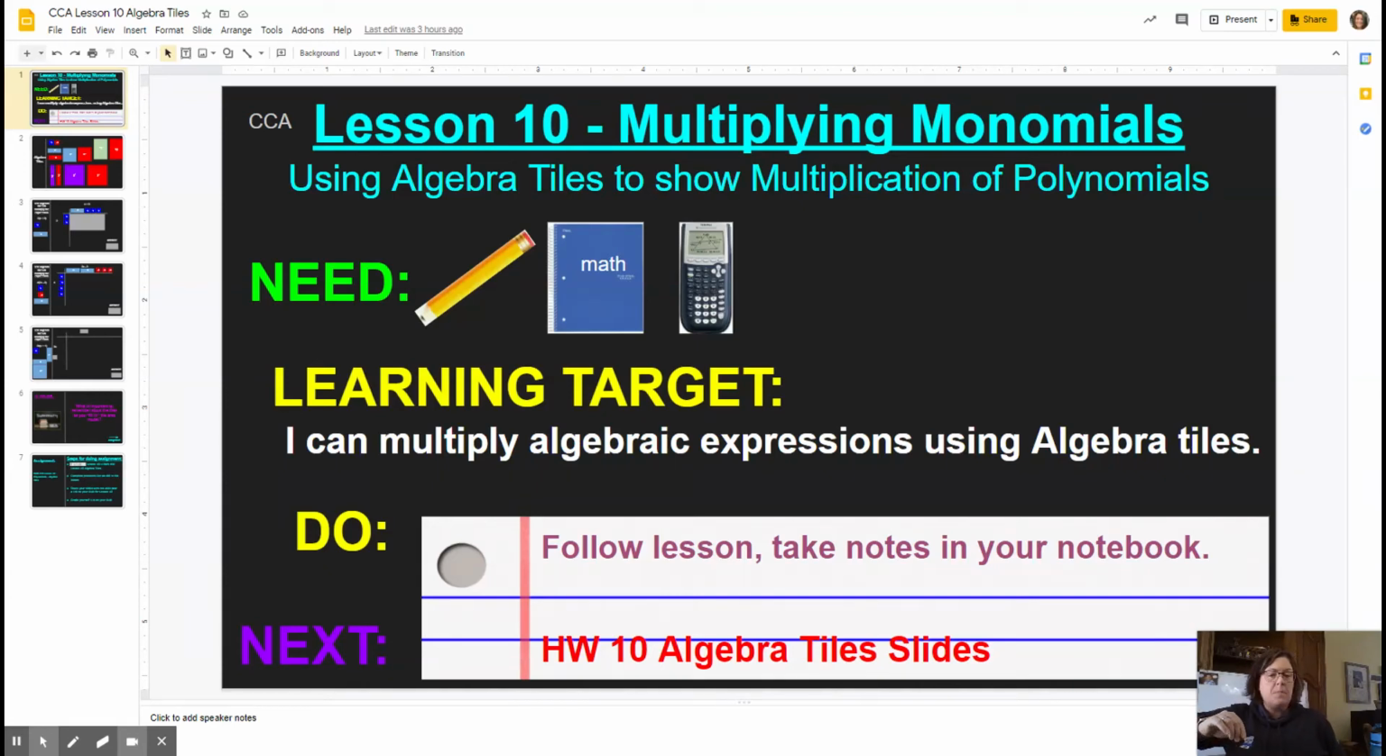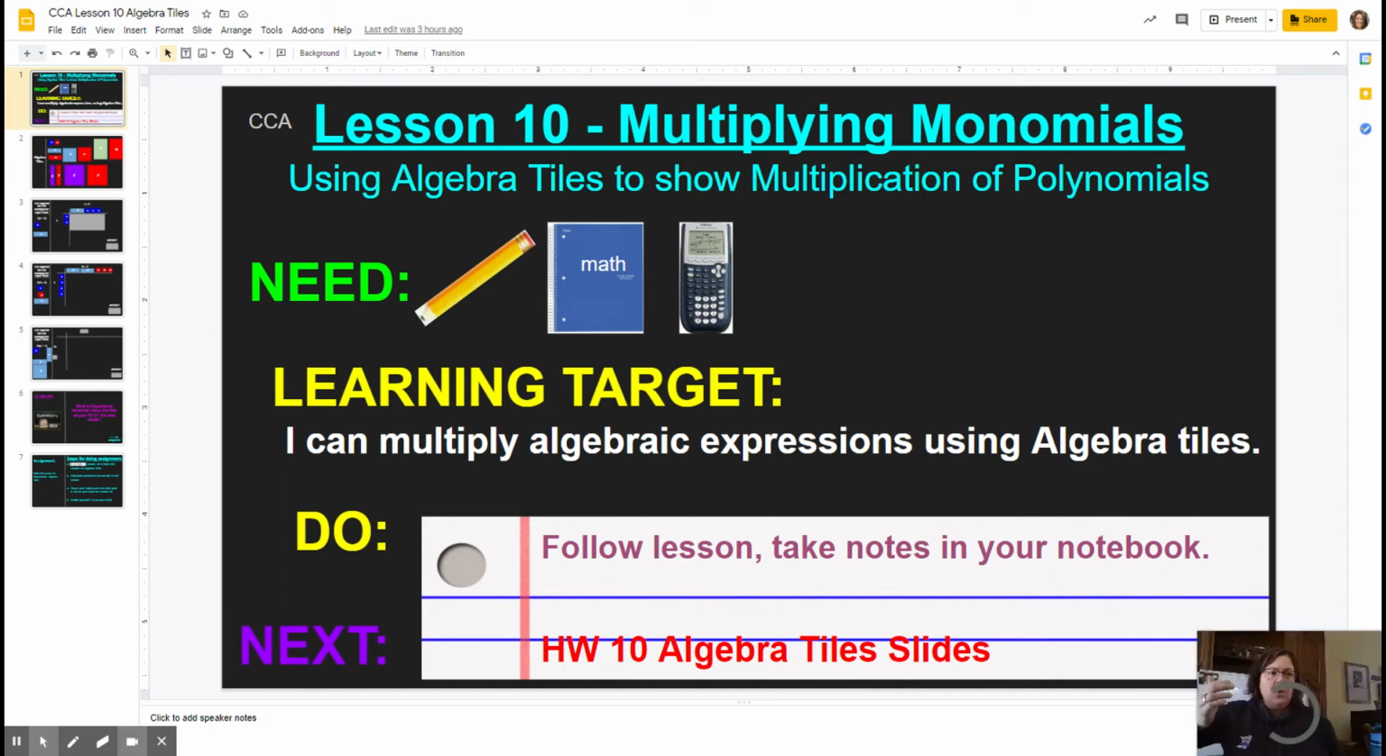Algebraic expressions by using algebra tiles. So we talked about algebra tiles either last week or the week before, actually a couple weeks ago. We talked about what they mean. We've been working on multiplying monomials with polynomials. We've done all that. We've talked about solving equations.